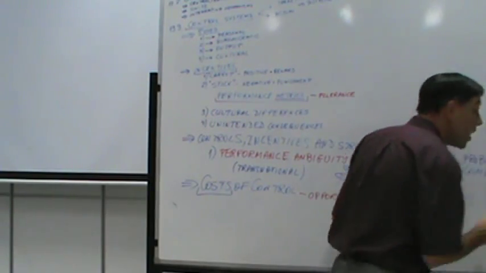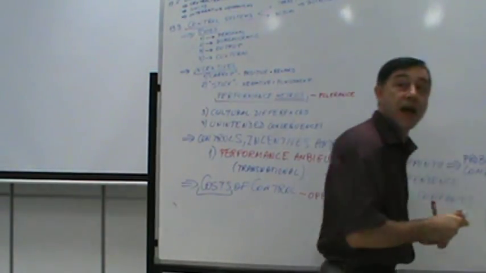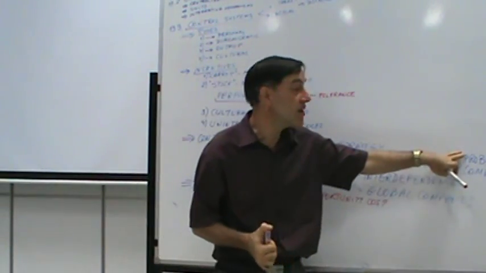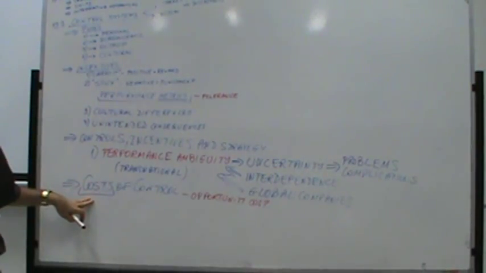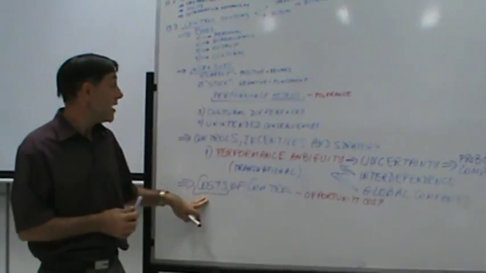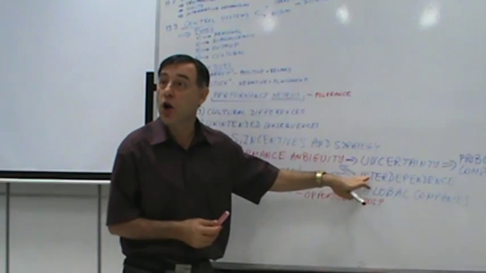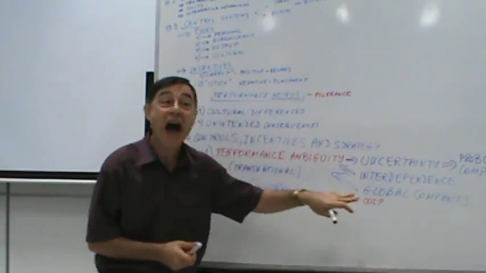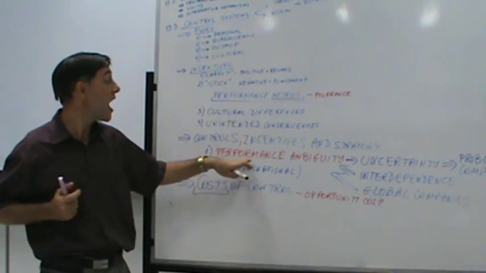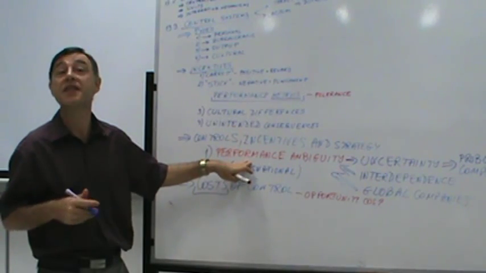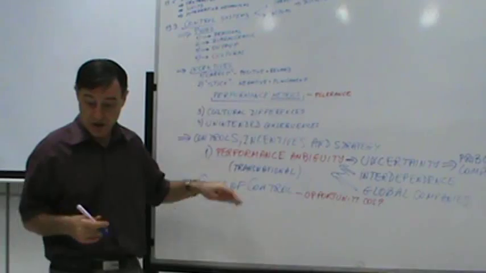Problems and complications, and therefore solving these problems and solving these complications is costly and increases the cost of control. So, international and global companies will typically have higher overall costs of controls due to the higher performance ambiguity and the higher general need for control.